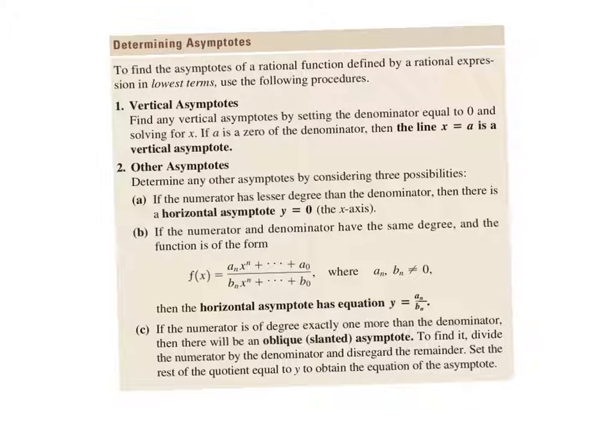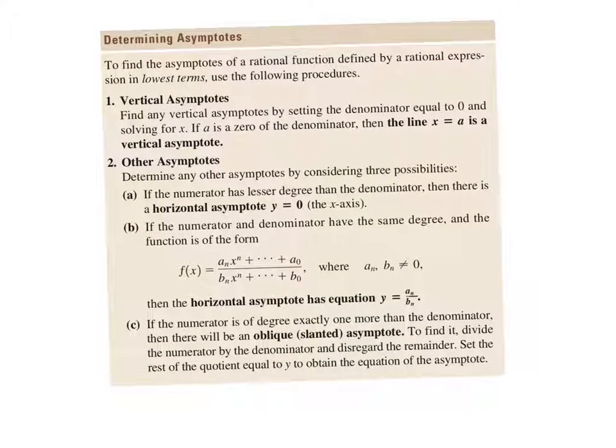Alright, now let's talk about how to determine the asymptotes of a rational function. If we're talking about vertical asymptotes, just find where the denominator is equal to 0. Find the x values that make the denominator equal to 0. Those would be where your vertical asymptotes are located. Now, for any other asymptotes, whether horizontal or slanted, we'll talk about slanted in part C, but there are 2 ways to determine a horizontal asymptote.